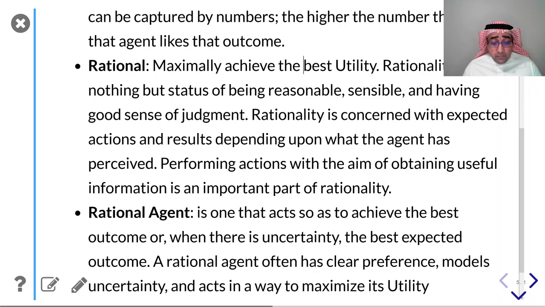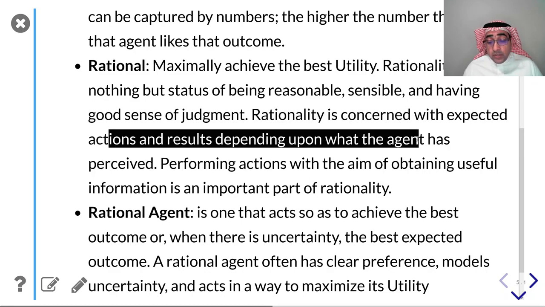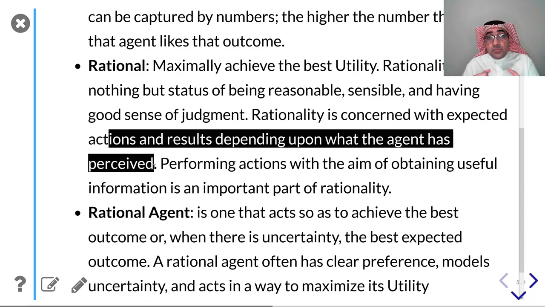Rationality is nothing but the state of being reasonable, sensible, and having good sense of judgment, okay? So we give these numbers to the agents, and then the agents will work on maximizing the utility. And when he tries to maximize an utility, we say it's a rational agent, okay? So rationality is basically concerned with the expected actions and the result depending upon what that agent has perceived, okay? So it depends on what the agent has perceived and the actions that were done, okay?